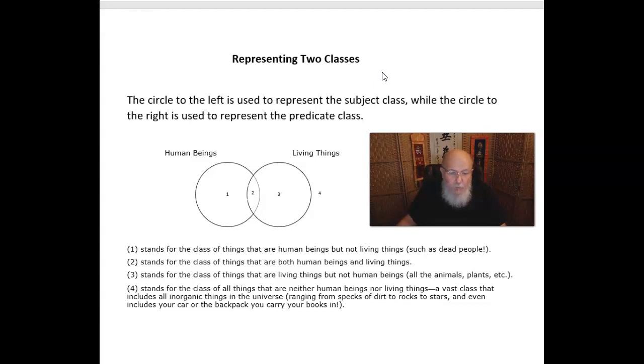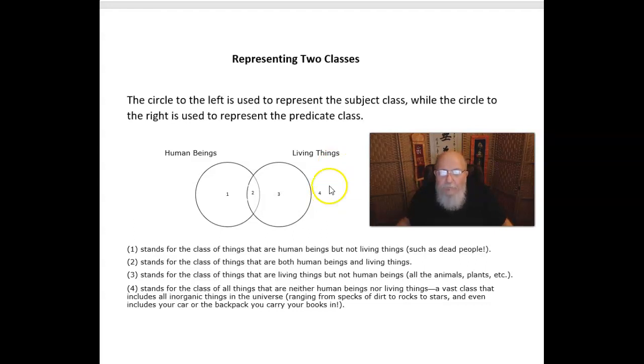Now, a categorical proposition has two terms which represent two sets, or classes, or categories, as Aristotle would call it. So in a Venn diagram, a categorical proposition is represented by two overlapping circles. The circle to the left is always used to represent the subject class, this side, while the circle to the right is always used to represent the predicate class.